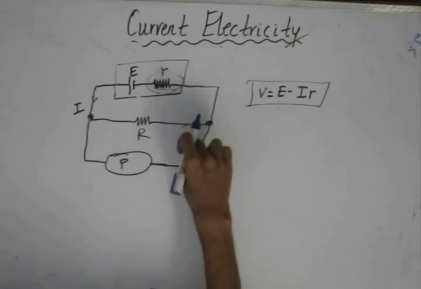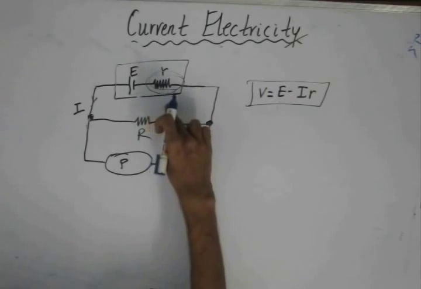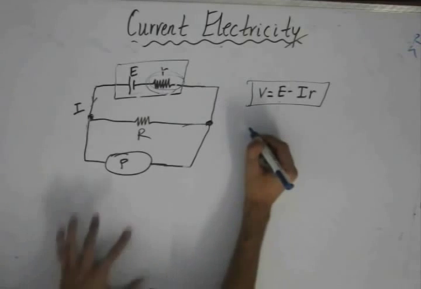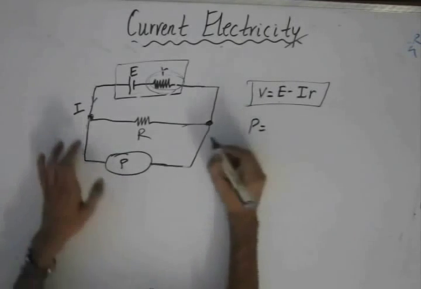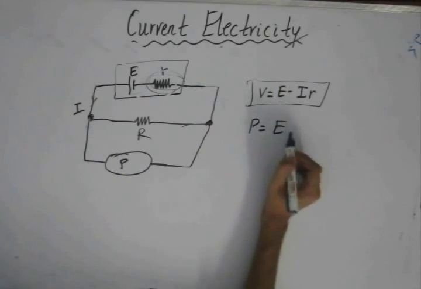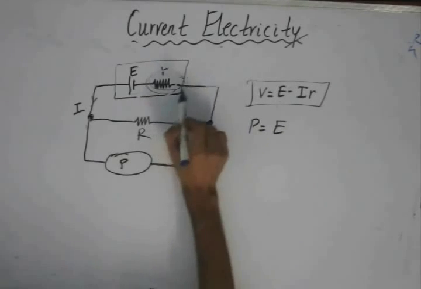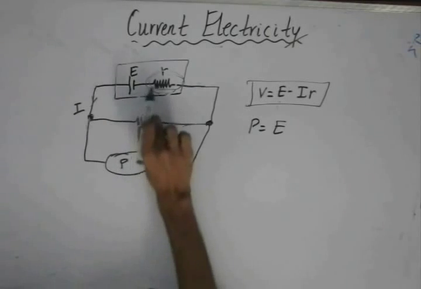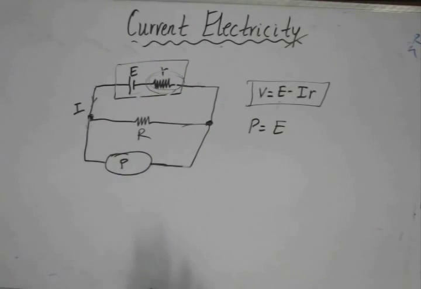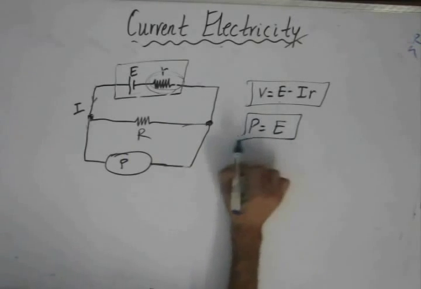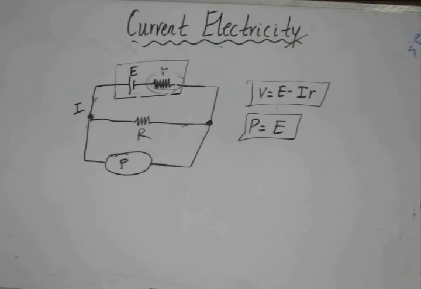Since there is no current from the cell when a potentiometer is connected, for the null deflection case there would be no potential drop across the resistor. That means the voltage measured by the potentiometer, P, would be the same as E. There would be no potential drop across the internal resistance, because in the null deflection method there is no current passing through the circuit. So a potentiometer can be used to measure the actual EMF of the cell, irrespective of the value of its internal resistance. This is one advantage of using a potentiometer over a voltmeter.